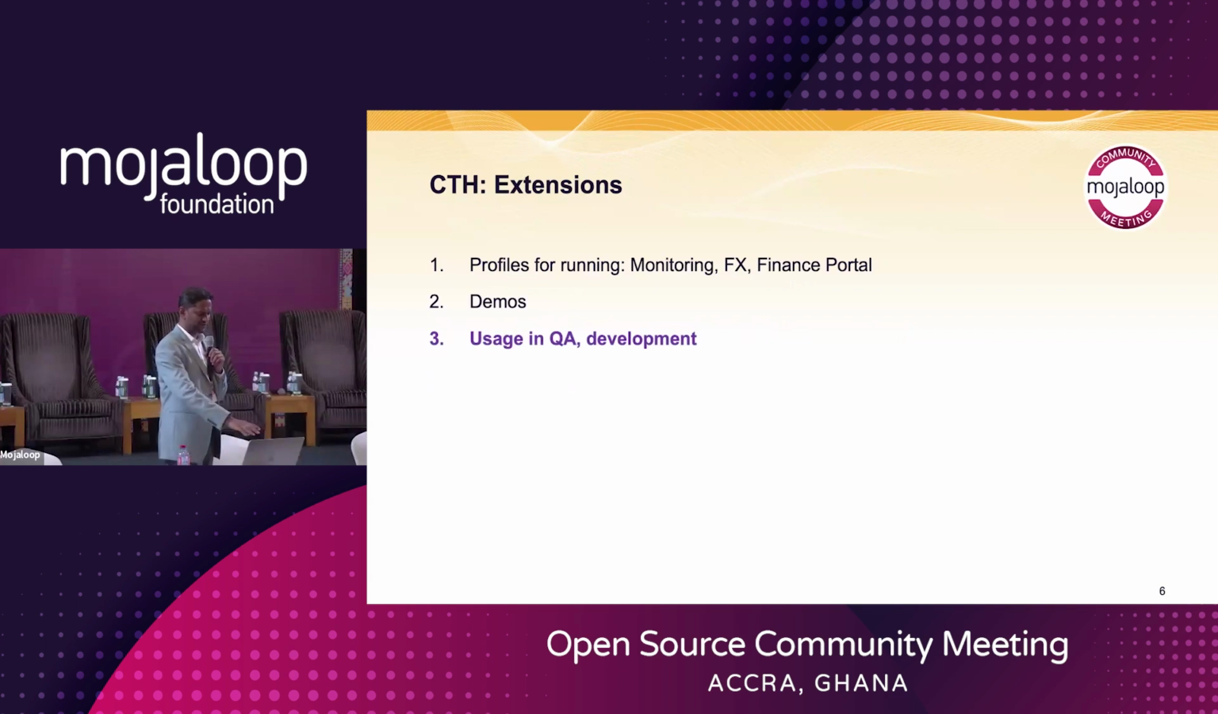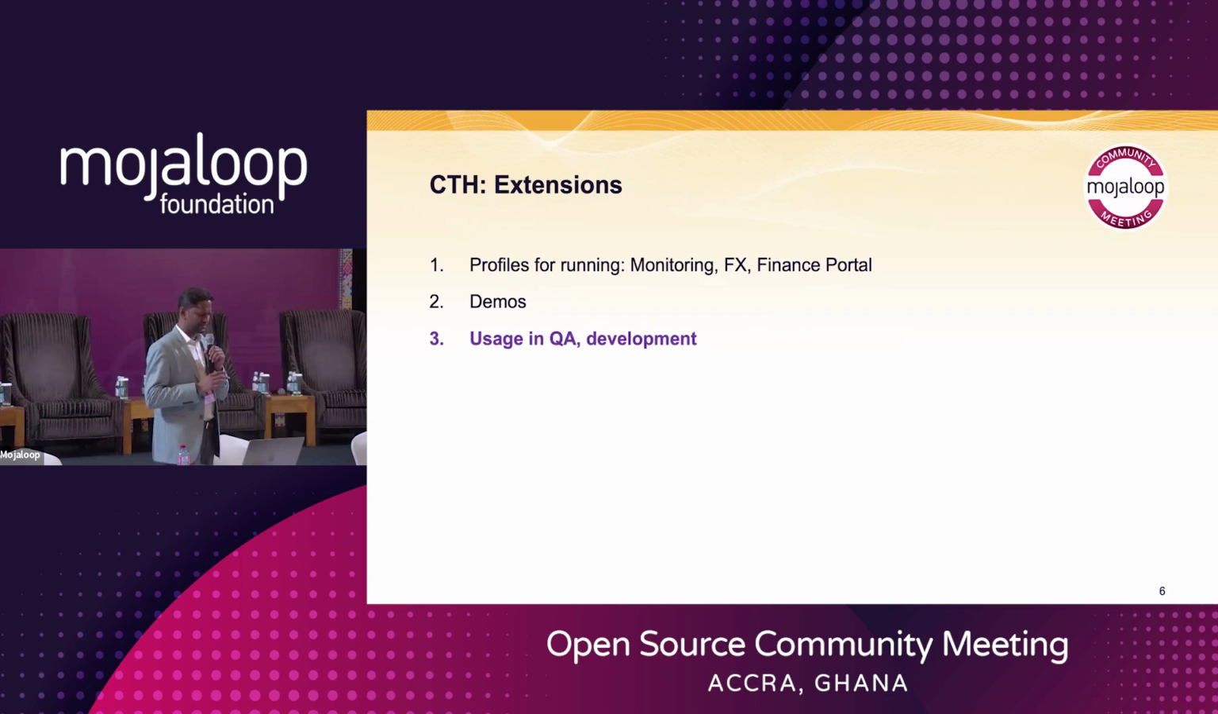So there are several profiles. After running P2P, we can go into extensions. So you look in the README page of the core test harness, you have several profiles. There is a very basic use case or profile, and then profiles to do more for monitoring, for FX, for performance, SDKs, lots of extensions.